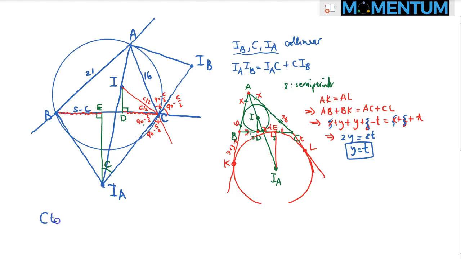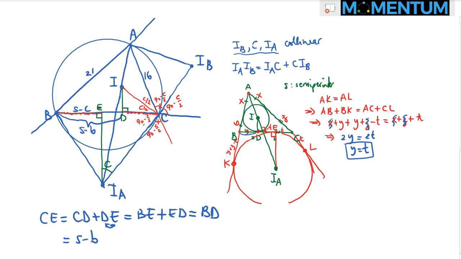I'll claim that CE obviously is equal to CD plus DE. But we have established that CD is equal to BE. So it's just BE plus, and I will just swap the letters here, ED, which is just BD. But BD is, like I said earlier, this whole distance here, S minus B from this configuration. Remember, earlier I mentioned it. So CE is S minus B, and we have this right triangle here.